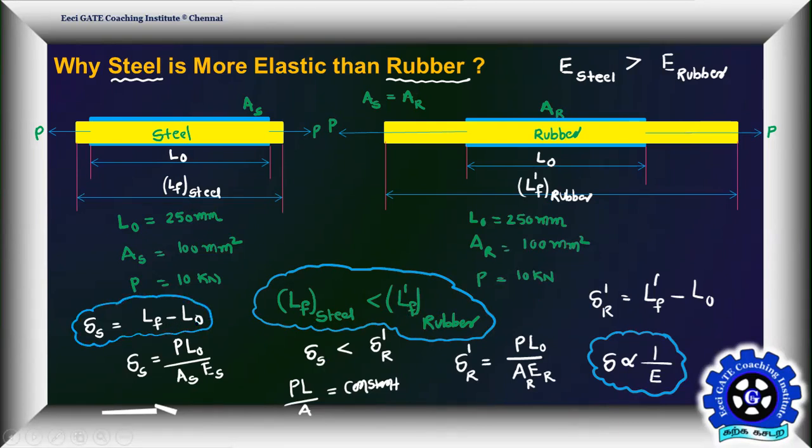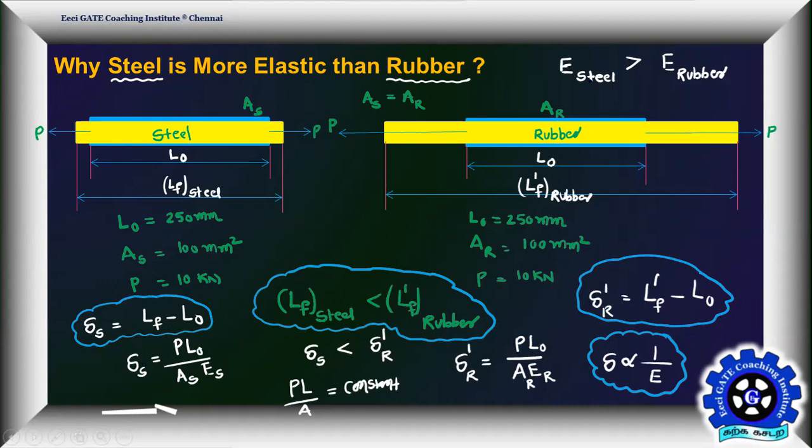So just to see this, delta steel in the sense L final minus L original. Here also the same, L final dash minus L naught. So here L naught is same in both the cases. Then elastic deformation of the rubber is higher. I took elastic deformation of the steel and rubber. P is constant and L naught and area of cross section are the same. From there I built delta inversely related with E.